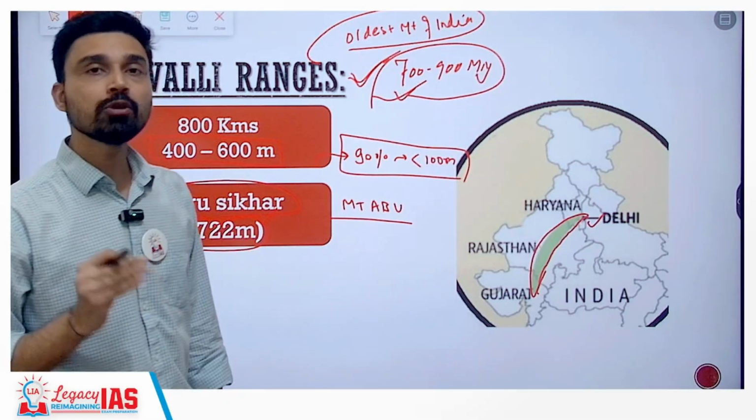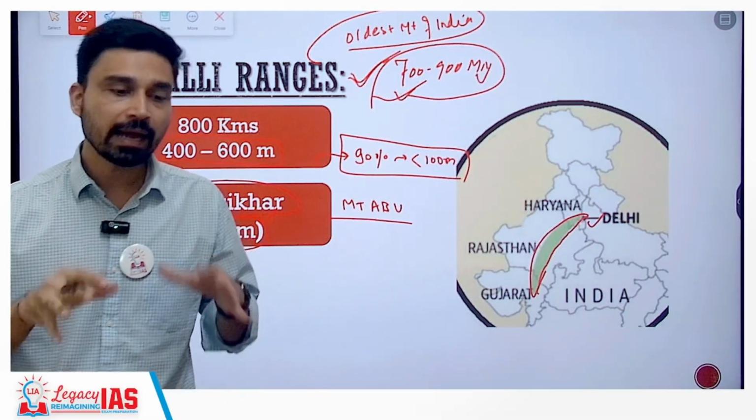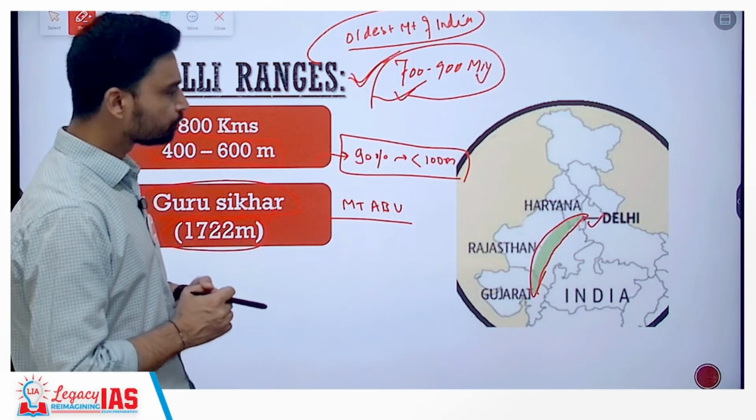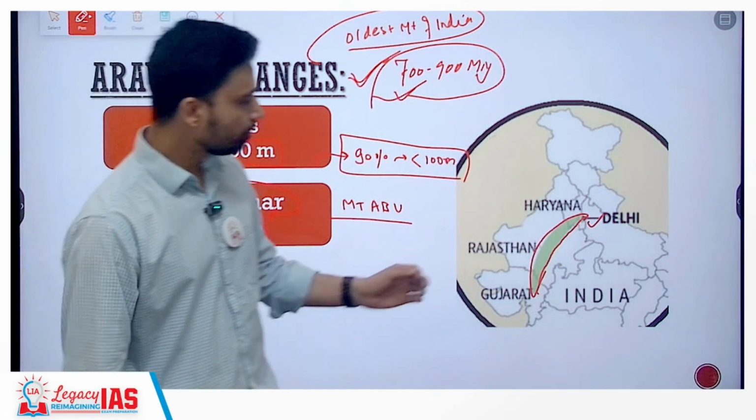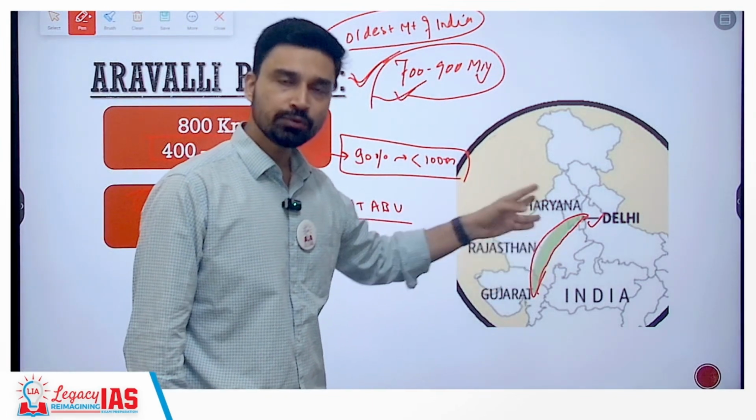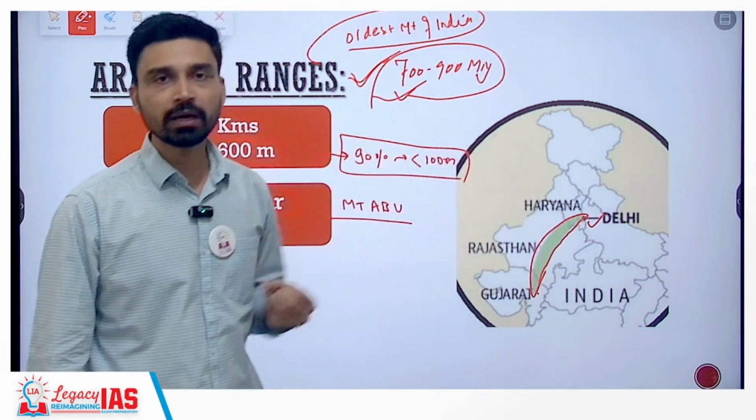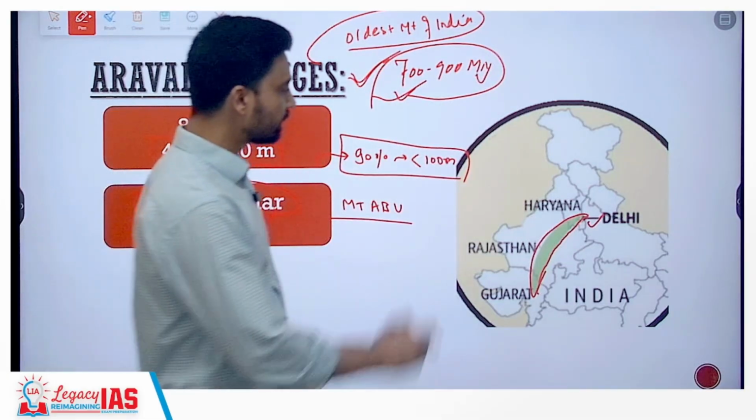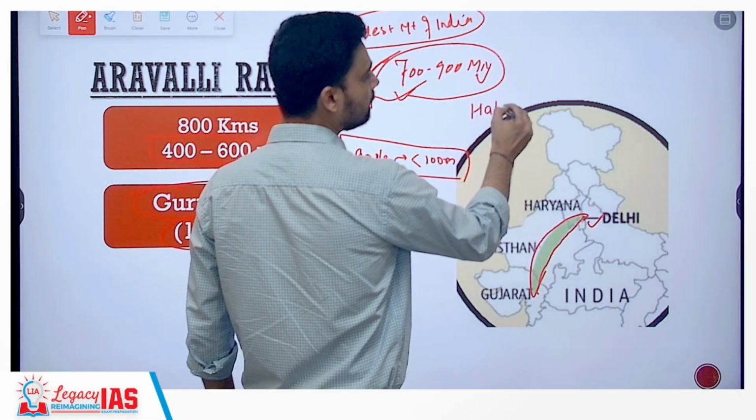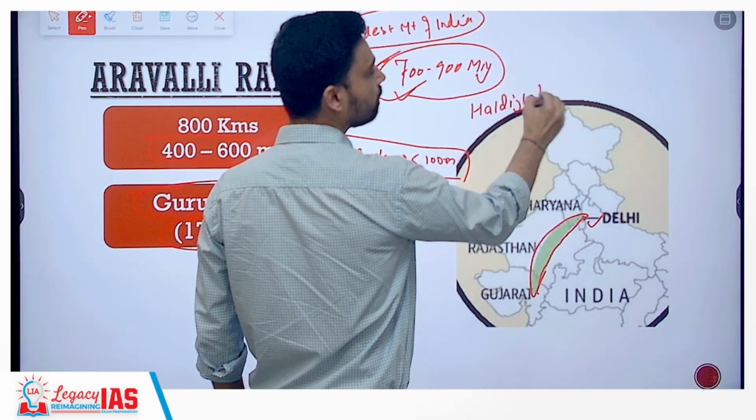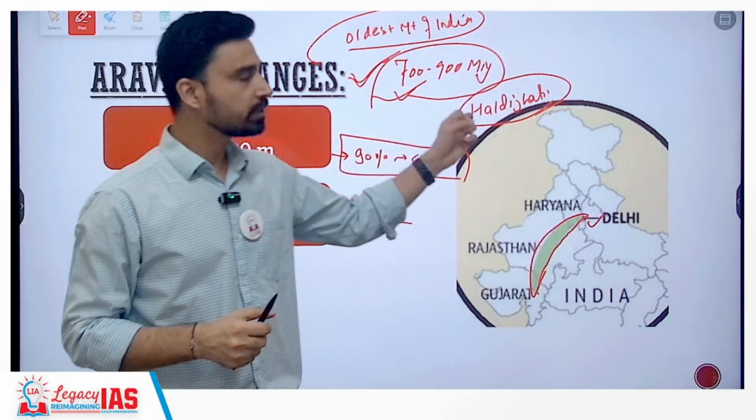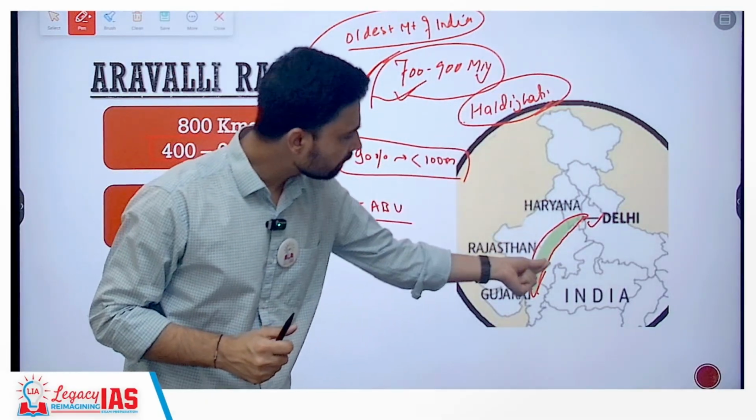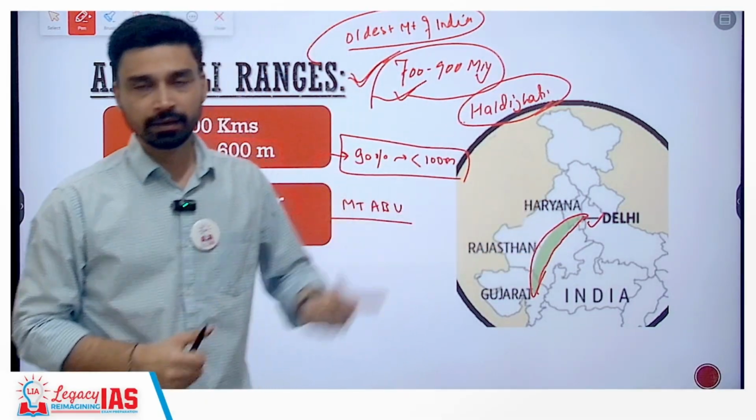Interestingly, Guru Shikhar is also the highest point of the entire state of Rajasthan itself. There are several passes also that you will find in Aravallis. For example, you have Devair Pass, you have Desuri Pass, and one of the most notable passes, if you look at it from the historical perspective, is called Haldi Ghati. You would have read about the famous battle between Maharana Pratap and Akbar that took place in the Haldi Ghati. So Haldi Ghati is nothing but a pass in the Aravalli range itself.